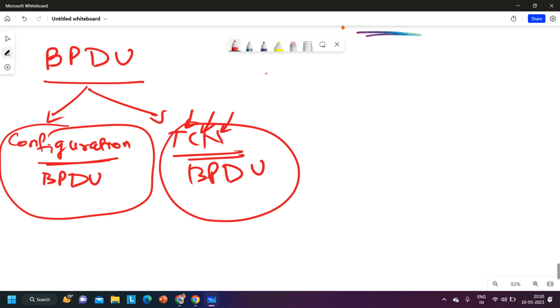BPDU stands for what, guys? Can anyone tell me the full form of BPDU? Bridge Protocol Data Unit.